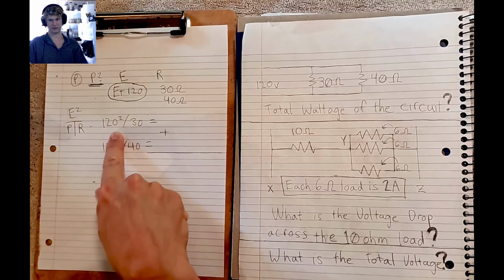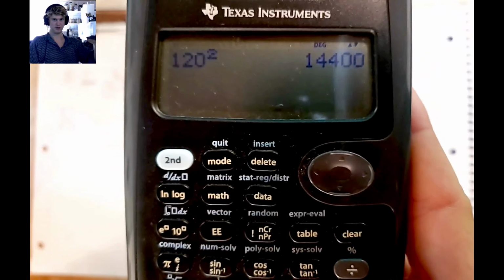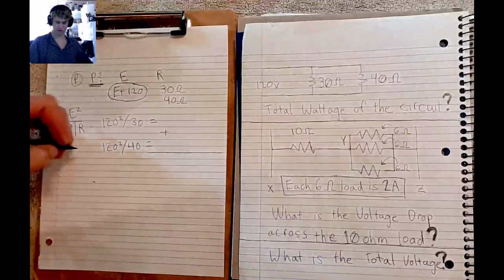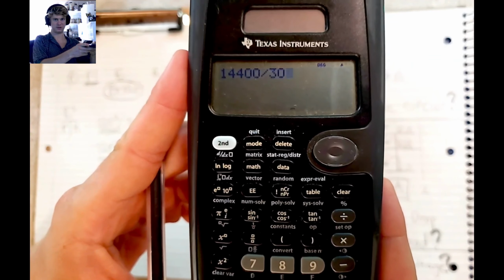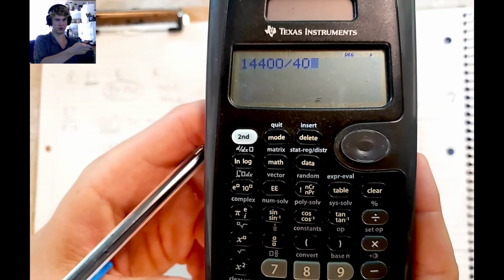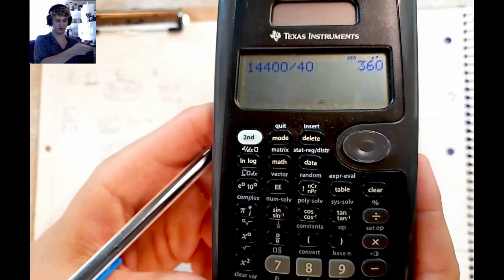So let's first identify 120 squared. Of course, we just did that, and it was 14,400. So now 14,400 divided by 30, and we have 480. Then we do 14,400 divided by 40, and we have 360.